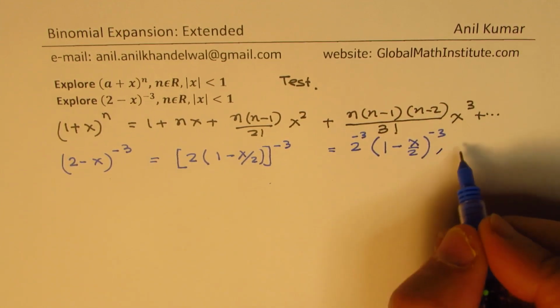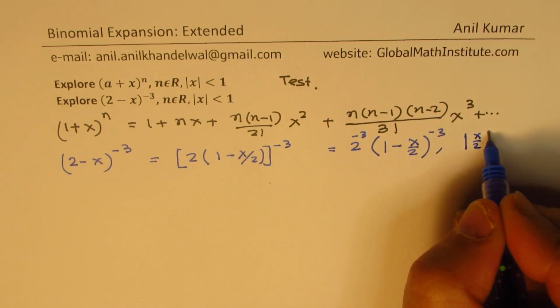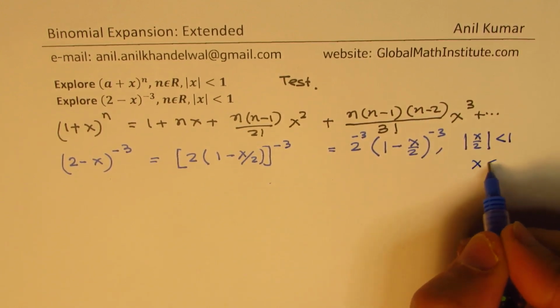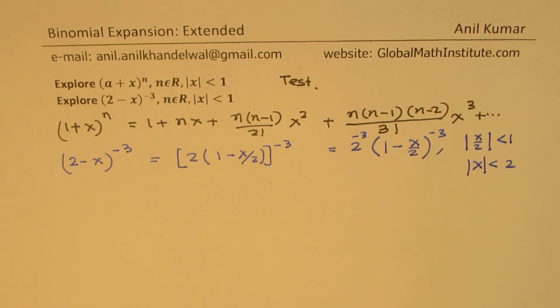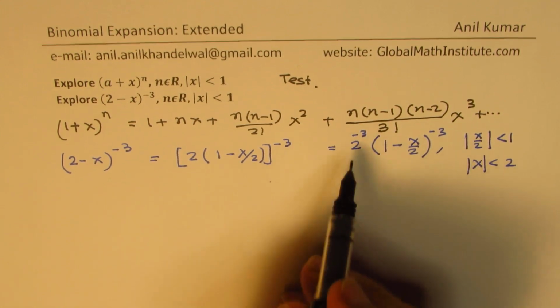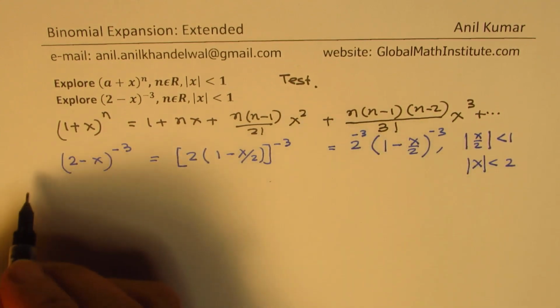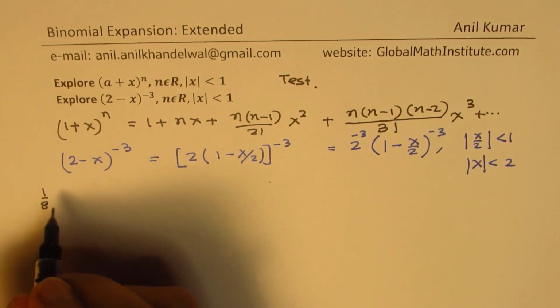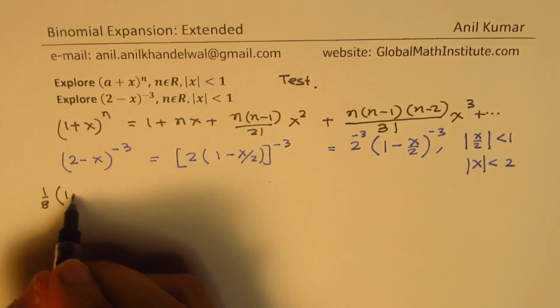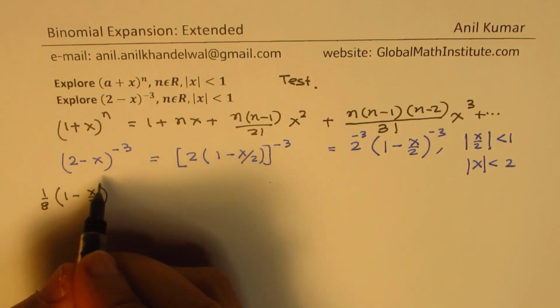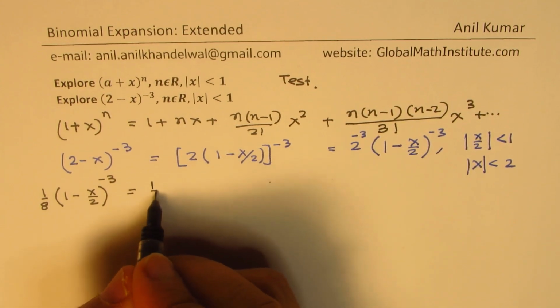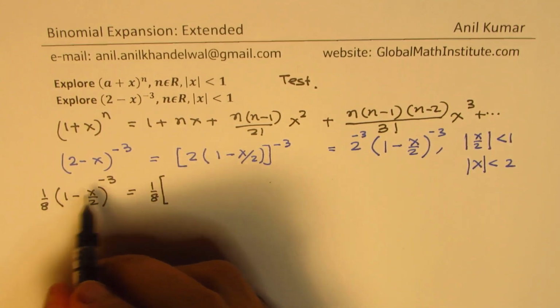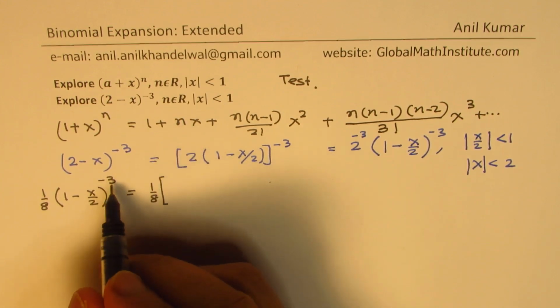And definitely, this is valid for |x/2| less than 1, or the absolute value of x is less than 2. So that becomes a restriction on this particular thing. Correct? I hope that makes sense. Now let's look into this. 2^(−3) is 1/8. So we have 1/8, and within brackets we have (1 − x/2), and we are looking for the power of minus 3, and that's the expansion.